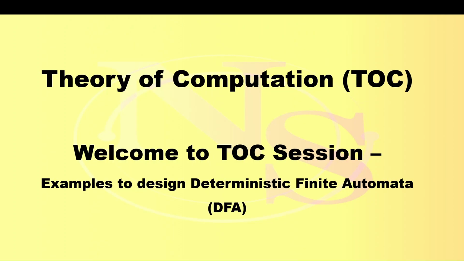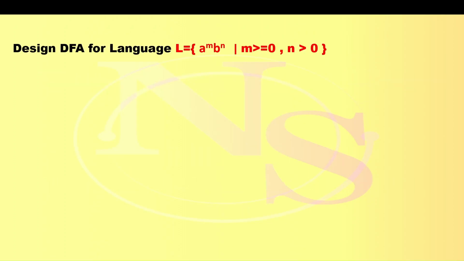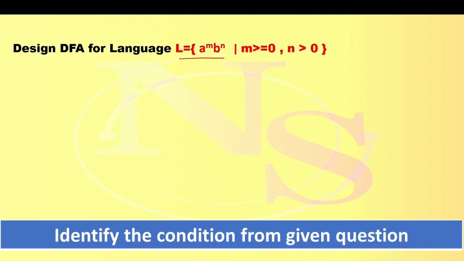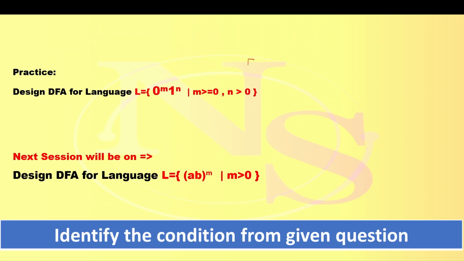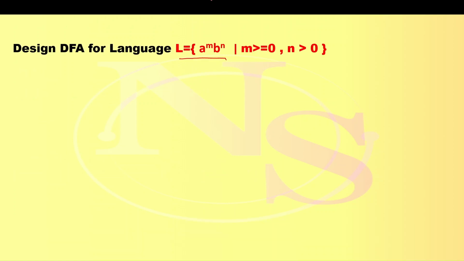Hi everyone, let's continue with a few more examples on designing of DFA. Here the language is given in terms of a and b, and some condition is given in terms of the number of a's and b's. So based on this language we can write down the minimum length strings. First, try to find some strings based on the values of m and n.